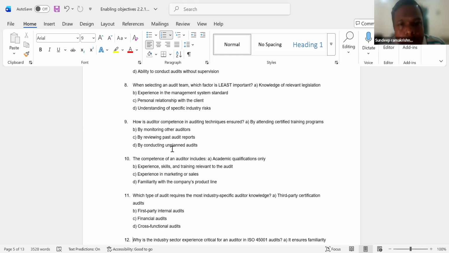Right. Good. Okay, question number 9. How is auditor competence in auditing techniques ensured? A, by attending certified training programs. B, by monitoring other auditors. C, by reviewing past audit reports. And D, by conducting unplanned audits. A.